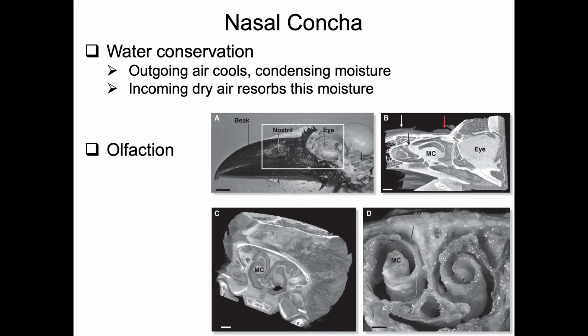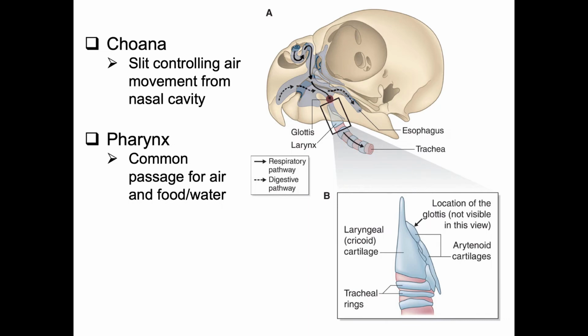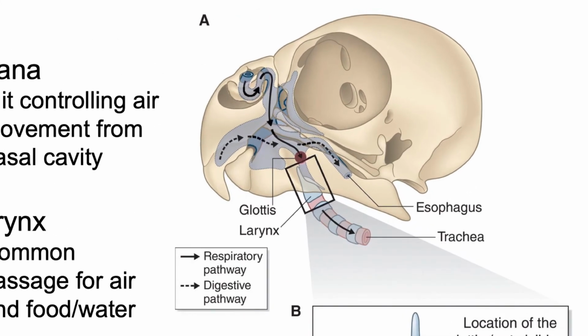The nasal conchas also are associated with some olfaction abilities, but this varies greatly in birds. Some birds like turkey vultures and petrels have a really good sense of smell. Most birds, we think, don't have much of a sense of smell. We'll talk about that later in more detail. Once the air gets in through the concha, it then goes through a choana, which is a slit-like opening in the upper palate. And this is just one of the valve-like structures that allows birds to control the amount of air going into the respiratory system.